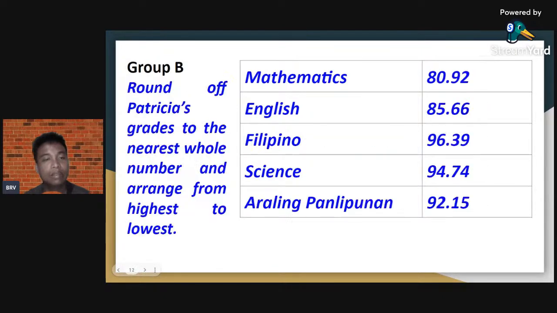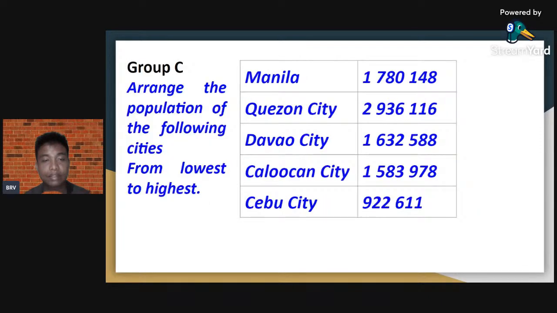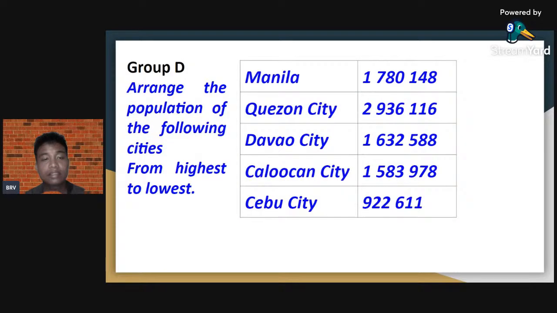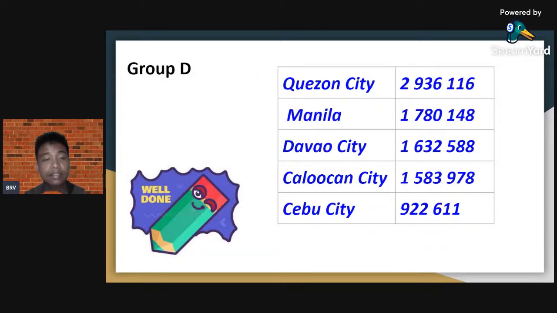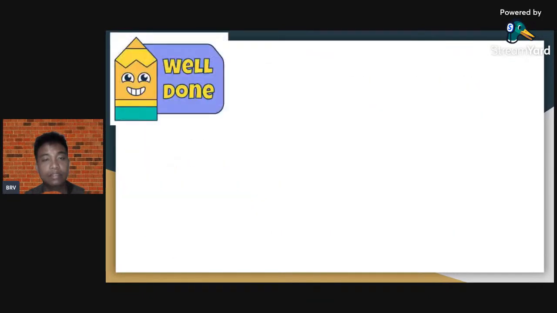For group B, same, but they will arrange Patricia's grades from highest to lowest. Okay, good work. So here's the answer. And for group C, all you have to do is arrange the populations from lowest to highest, from smallest to highest. And here's the answer. Letter D is from highest to lowest. Okay, well done.